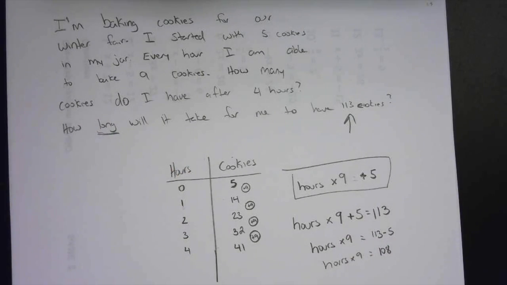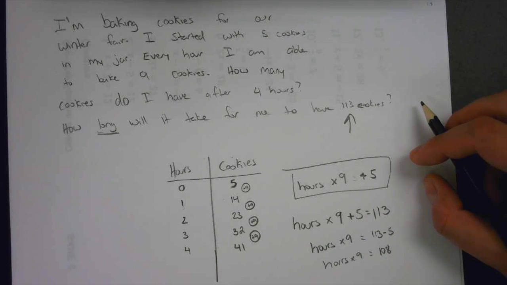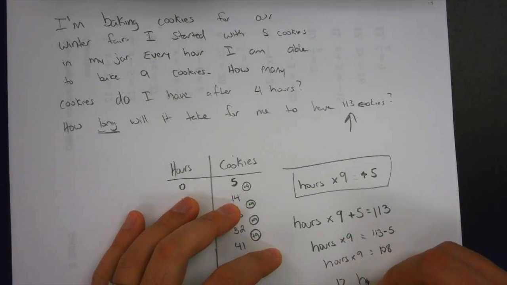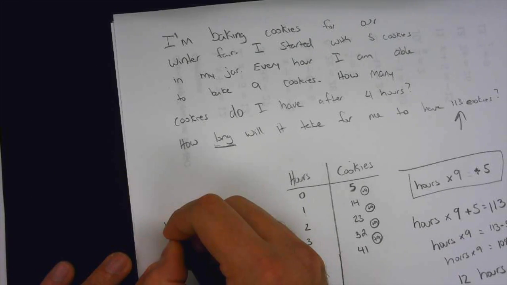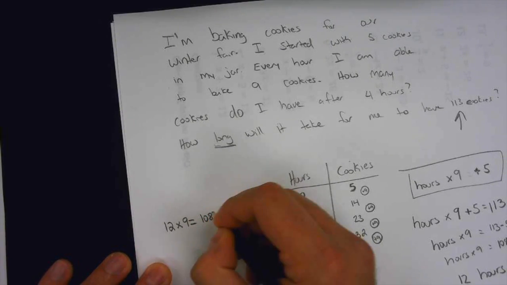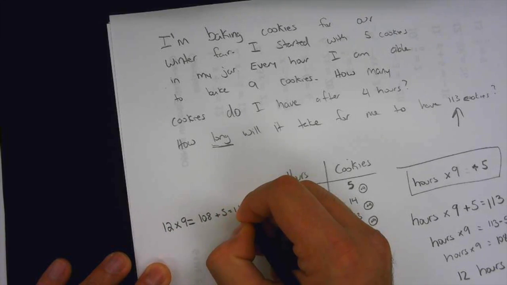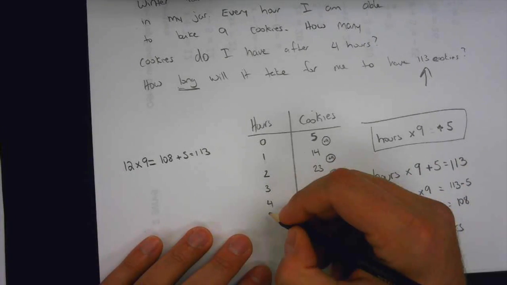So basically now what the question is asking you, it's saying a number times 9 equals 108. So what is that number, Ahmad? 12. It's 12. So 12 hours. And then we can double check this. So 12 times 9 is 108. And then we have to do plus 5 equals 113. If I were to continue this T chart, I would get that answer.